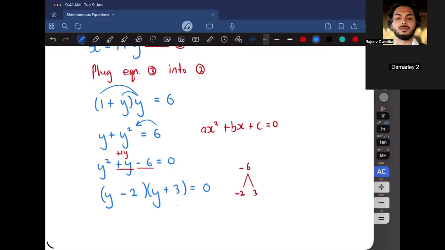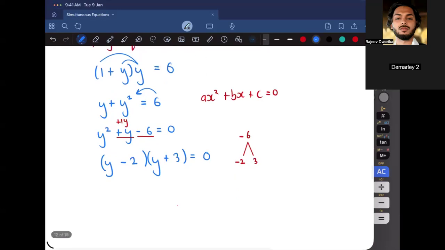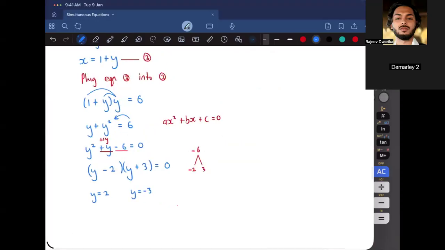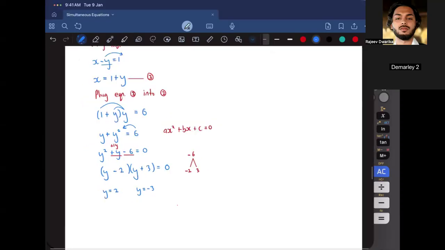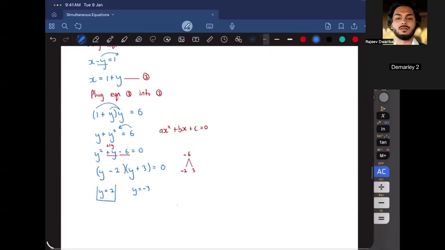And so, what would y have to be to make this bracket turn to 0? 2, right? And what would y have to be to make this bracket turn to 0? Minus 3, right? So simple. You just now learned how to factorize quadratics. So y is equal to 2 and y is equal to minus 3. So what equation am I going to use to find x?